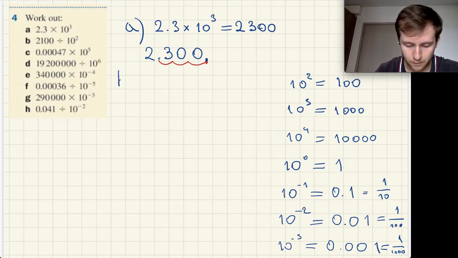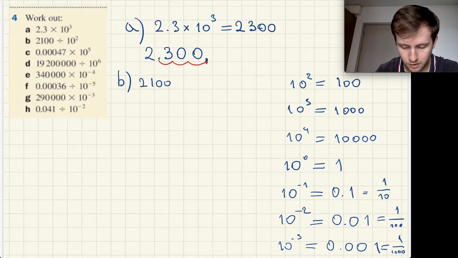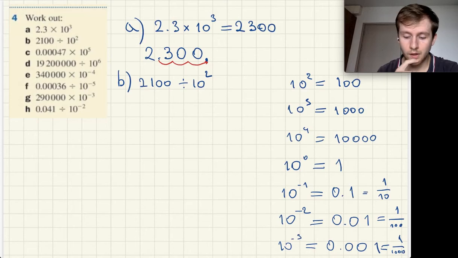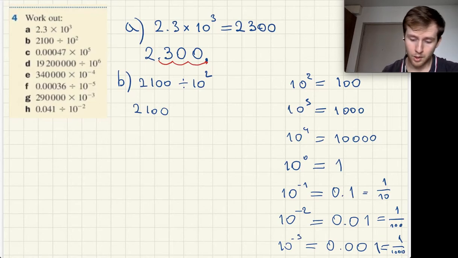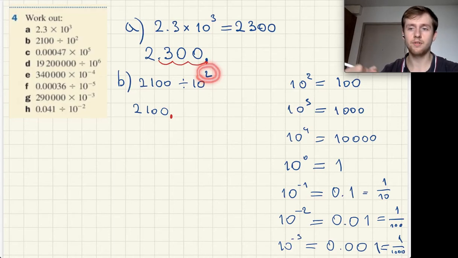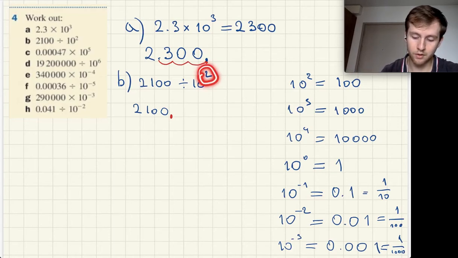Next we have 2,100 divided by 10 to the power of 2. Okay, so how do we do this? Because it's a division, the number is going to decrease. So we have to put the point here. If there's no point, we put it here. And we have to go 2 steps, the same amount of steps as the power.